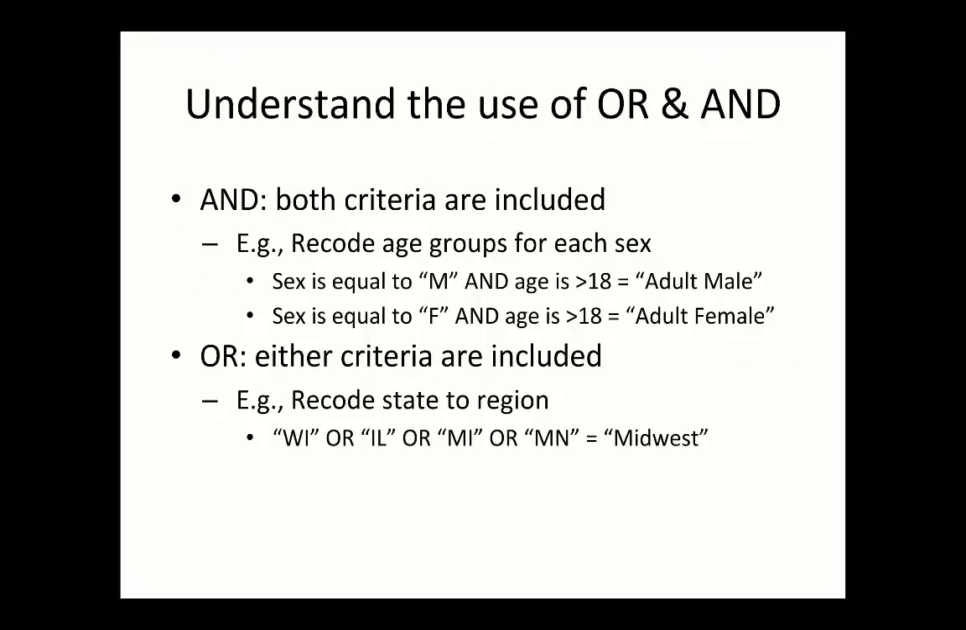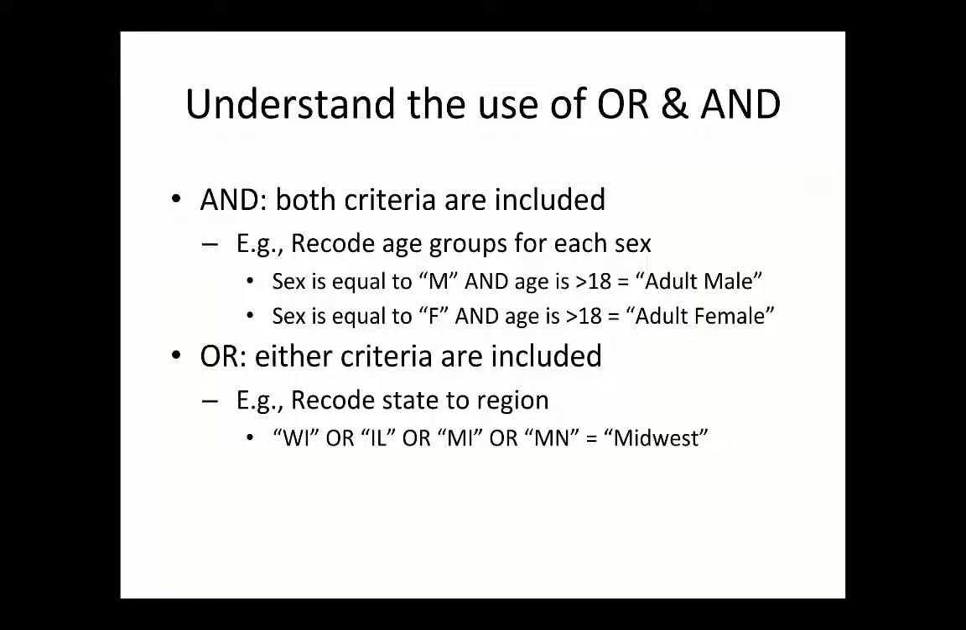It's important to understand the difference between the use of the AND operator and the OR operator. They do entirely different things. The AND operator should only be used if you want to include criteria that occur together. For example, if you wanted to test how often sex is equal to male and age is greater than 18 to return the text adult male, since there are two conditions that must be satisfied and co-occur to return the text, the AND operator is used.